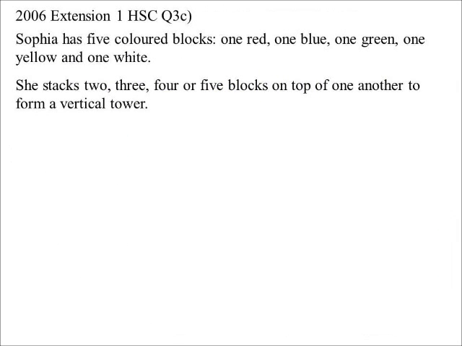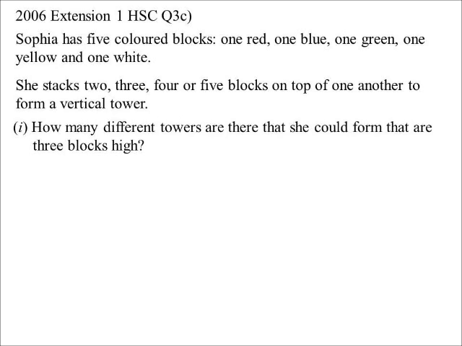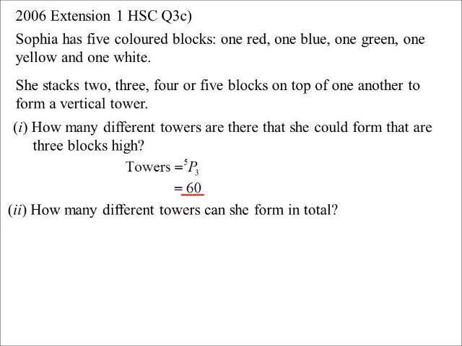Okay, here's another HSC question. Sophia has 5 blocks. A red one, a blue one, a green one, a yellow one, and a white one. She stacks towers. Now, you can't have a tower of 1 because 1 would just be a block. So towers can only be 2, 3, 4, or 5 blocks high. So the first question, how many different towers are there that are 3 blocks high? So from the 5 blocks, because they're different colours, the order that I pick them will make different towers. So 5P3, 60.